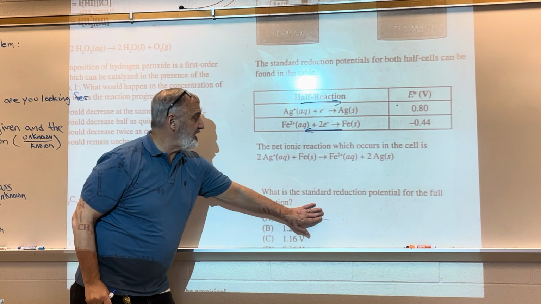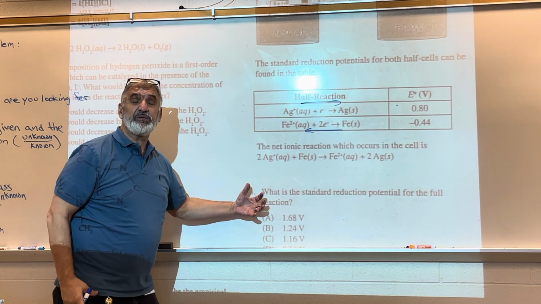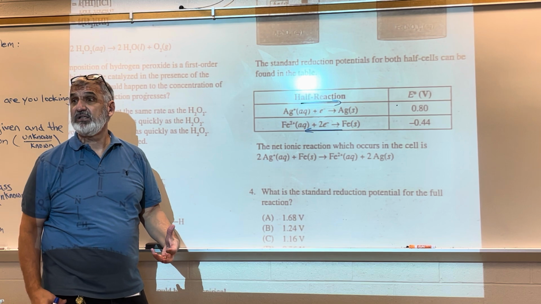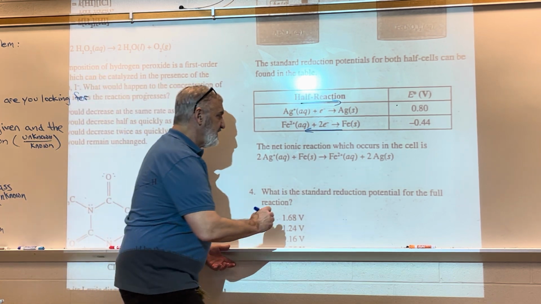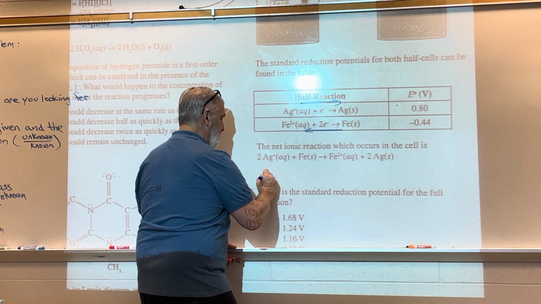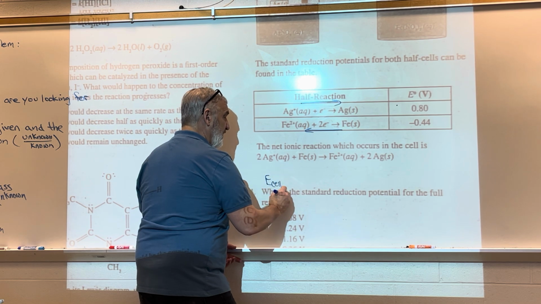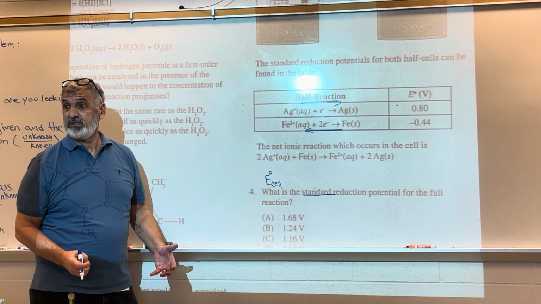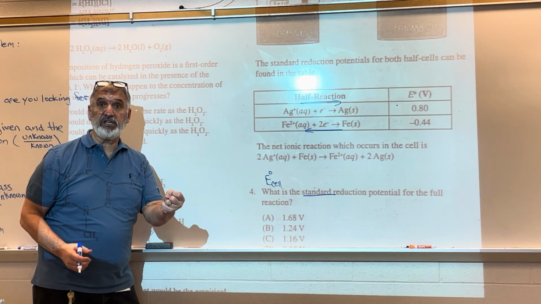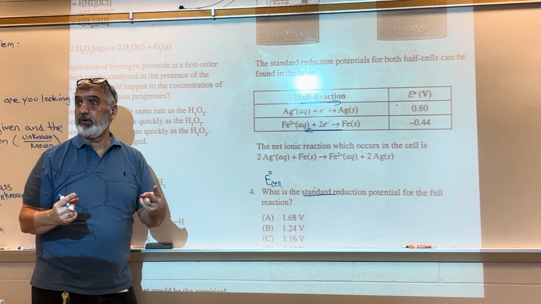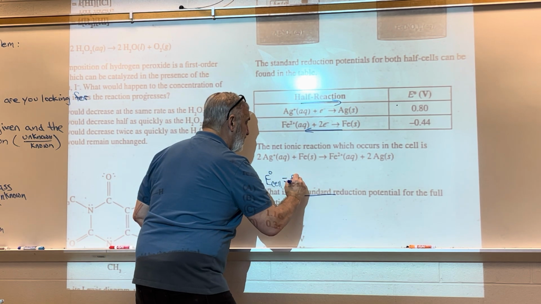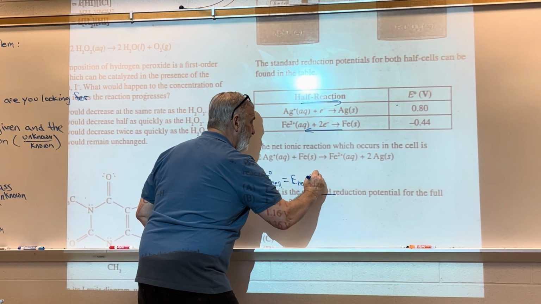But what's the standard reduction potential? What's my E cell going to be? What's the simple equation to calculate E cell? E reduction minus E oxidation. E cell, and I'm just going to write it up here. E cell, and standard simply means at standard conditions. Okay, that's the 25 degrees Celsius, 1 molar, 1 molar. Okay, it's always going to be equal to E red minus E ox.